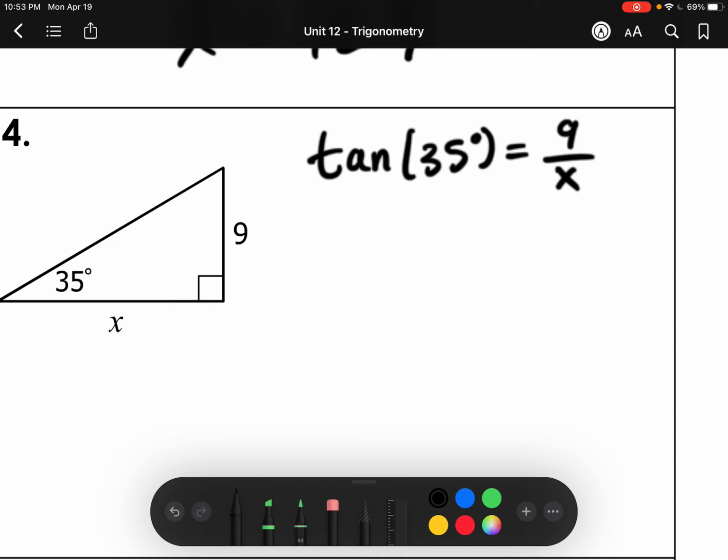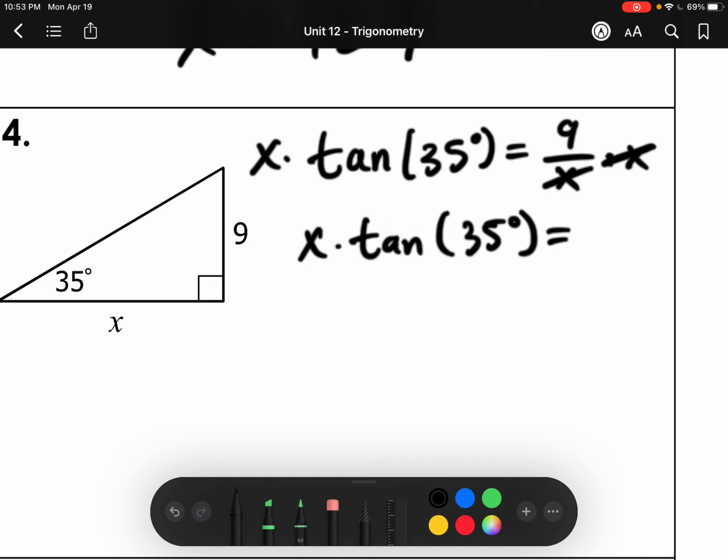So this one is a little different, right? Because x is in the denominator now, right? So I'm going to work out the algebra before I find any values. I'm just going to show you guys the algebra behind this so that you guys know what to type into your calculator, right? So first we want to get rid of this denominator, right? So I'm going to multiply both sides by x. Get rid of the denominator here. So now I have x times tangent of 35 degrees is equal to 9.